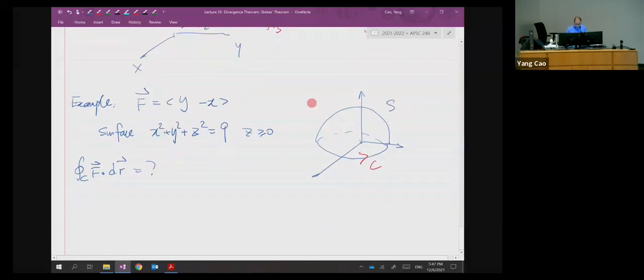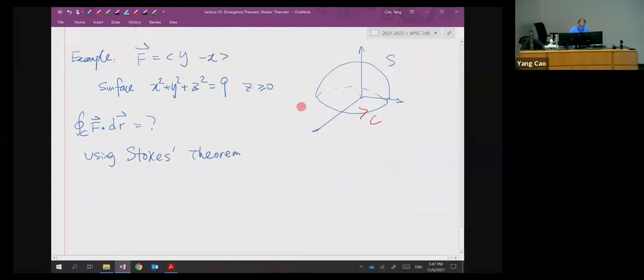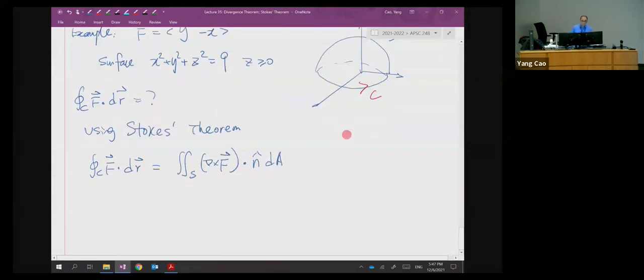Obviously I'm not going to calculate this line integral directly. If you do, then you have to parameterize this circle, and then you can calculate the vector line integral as it is. Okay, so you can get it, but we're going to use Stokes theorem. To use the Stokes theorem, basically we are calculating the right side, the surface integral. So let's calculate this surface integral here.